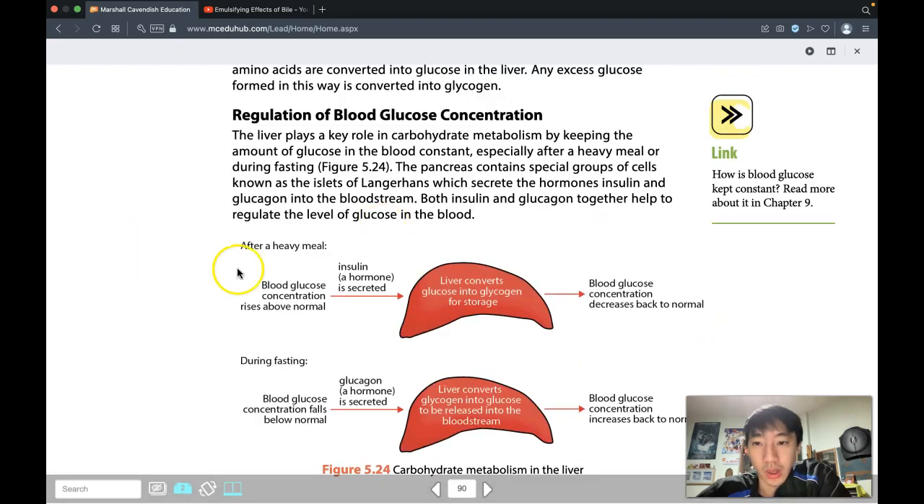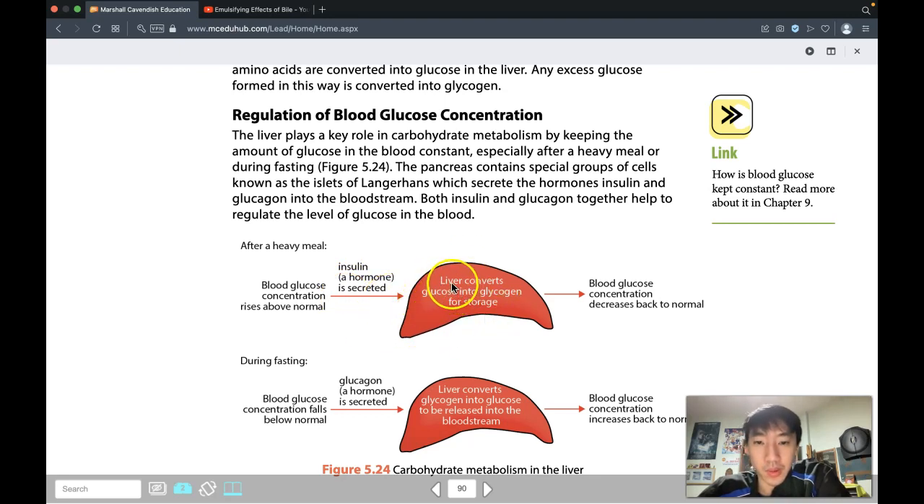So here we see, after a heavy meal, right? A heavy meal means you eat a lot of food. Your blood glucose concentration rises above normal. So now there's a lot of sugars in your blood. Insulin, which is a hormone, is secreted. Which organ secretes it? Do you remember? That's right, it's your pancreas.